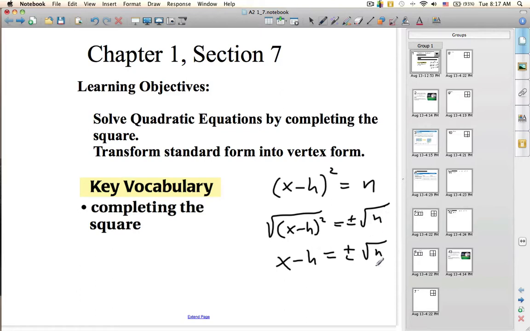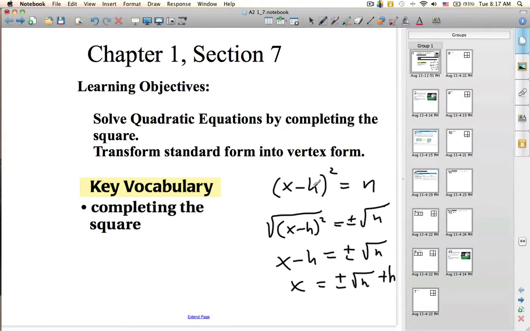Again, I'm just using any old number over here. Okay, so if I complete the square, then I can square root either side of the equation. In our last lessons, we learned how to solve quadratics by taking square roots. That was preparing us for this.